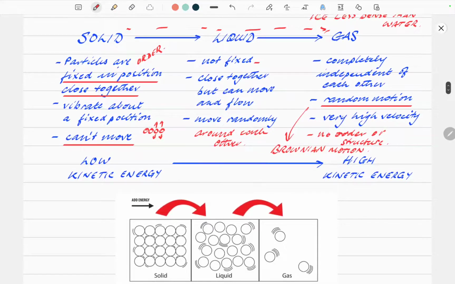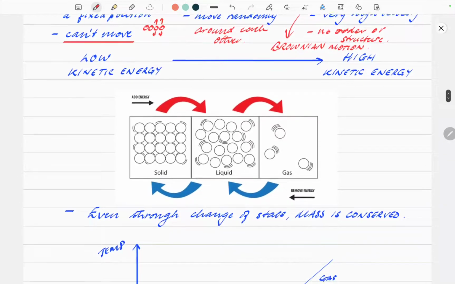Now, the last thing going from solid to gas is that solids have low kinetic energy. We've just mentioned that gases have very high velocity, whereas solid particles in their fixed positions vibrate but cannot move around. So they have low kinetic energy, and gases have high kinetic energy, and liquids are somewhere in between, but closer to the solid kinetic energy level.